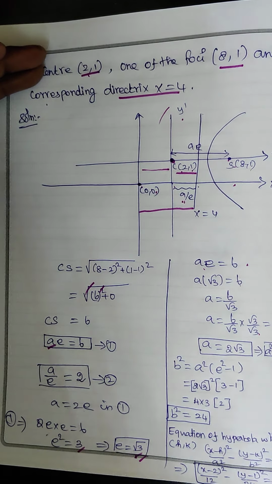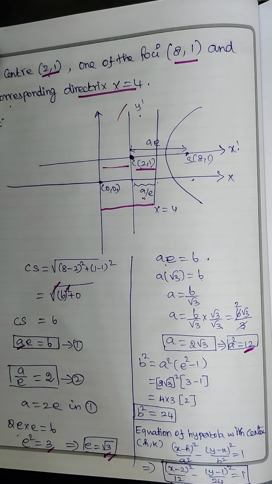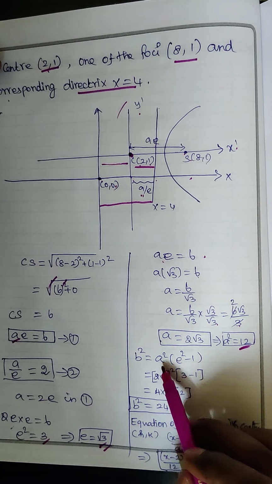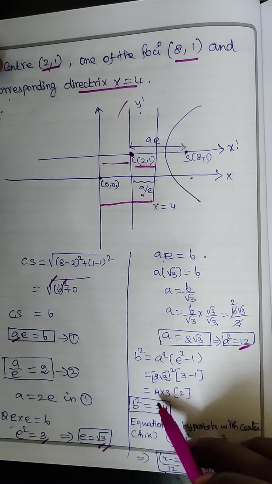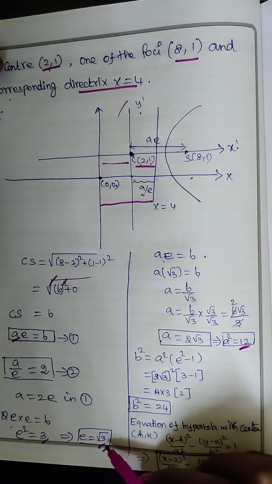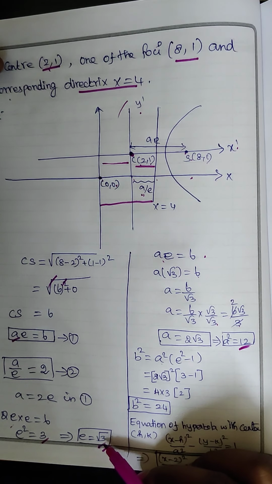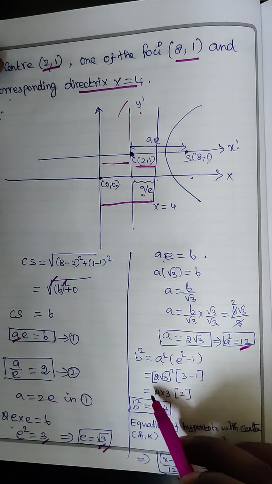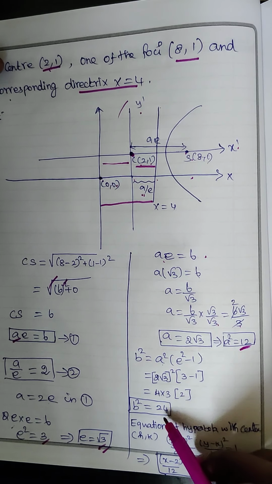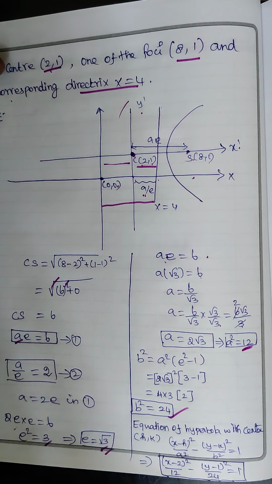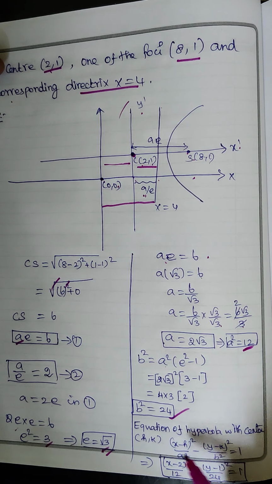So now you know the formula: b square is equal to what? B square is equal to a square into e square minus 1. So a square value 12, into e square value 3, because e value is root 3, e square is 3, minus 1. So 4 3s, that is what? 12. 12 into 2 is 24. So b square is equal to what? 24.